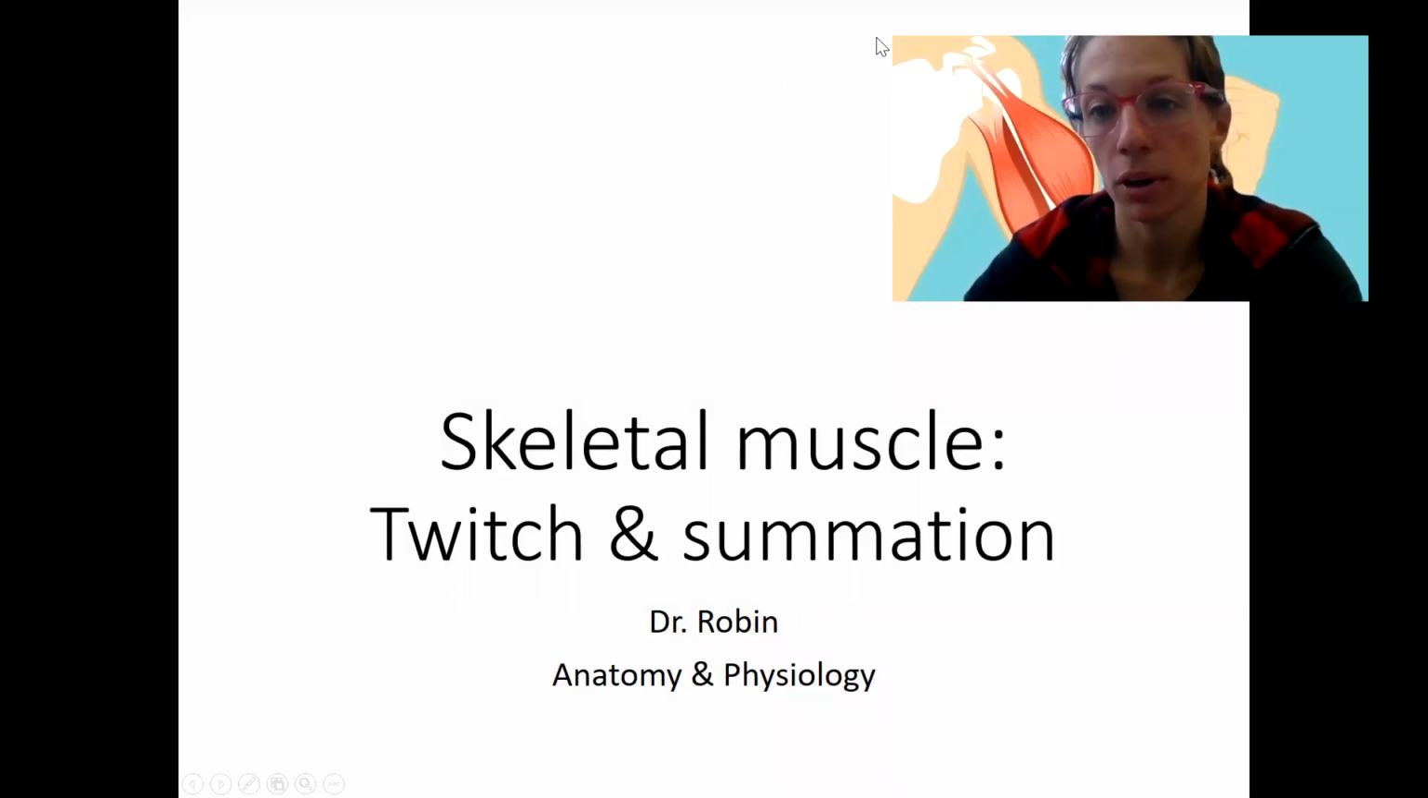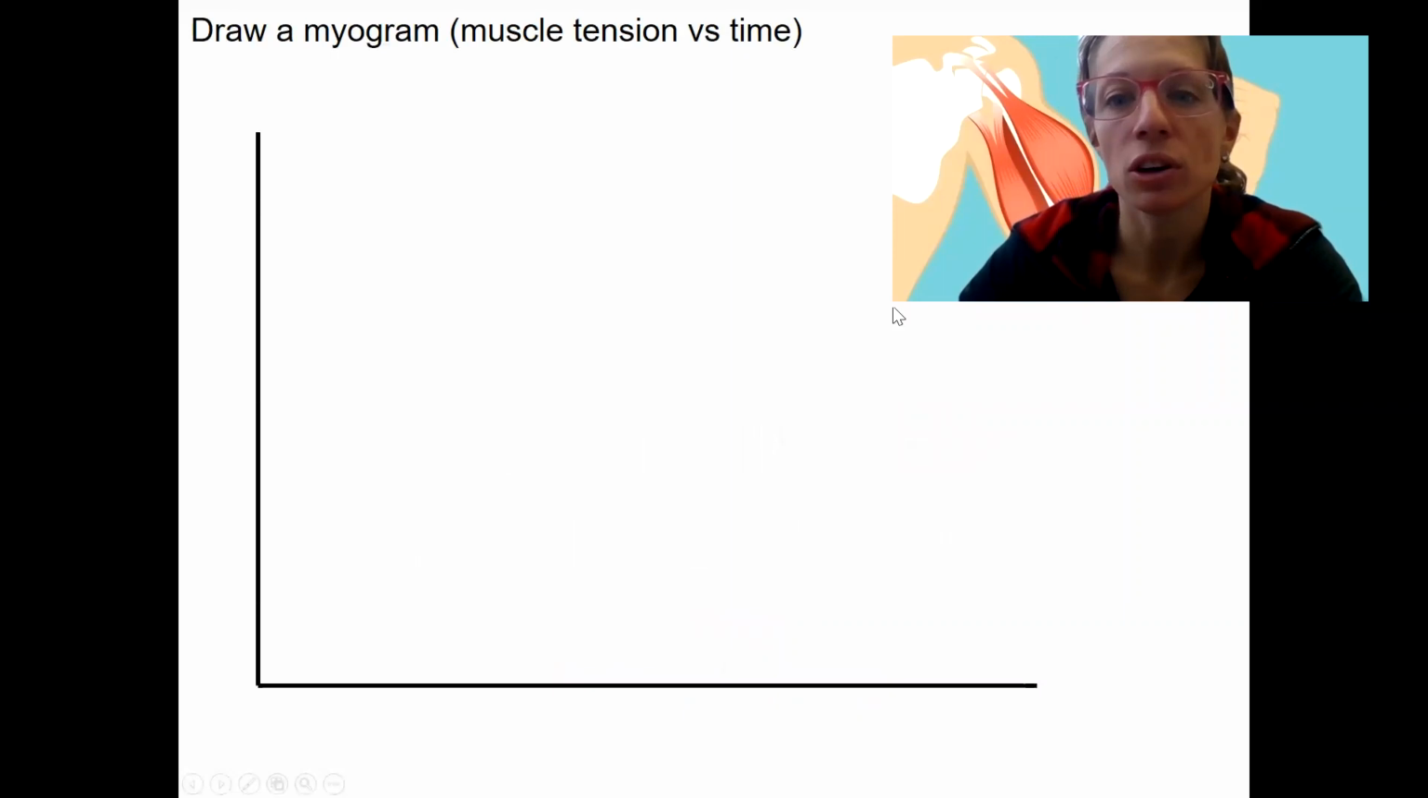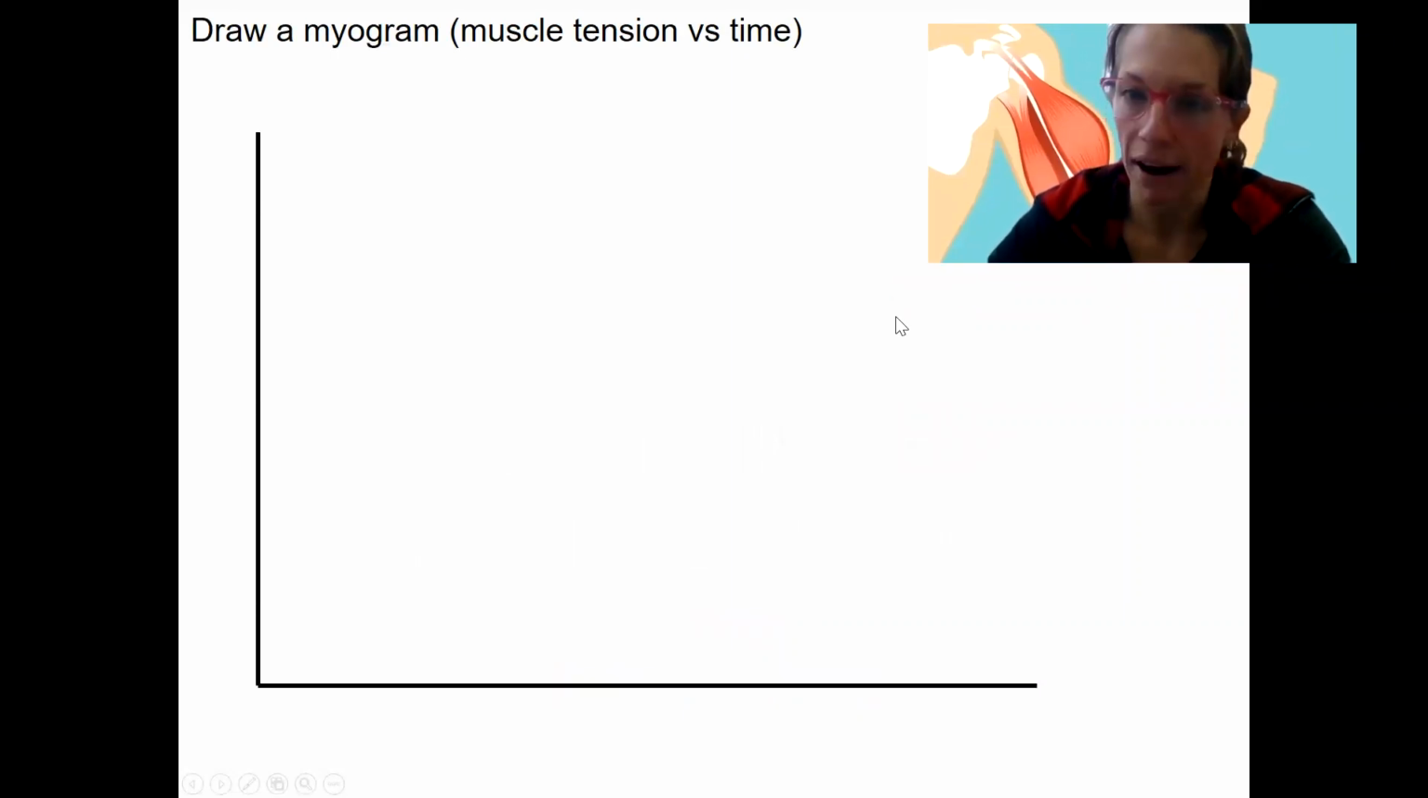The goal of muscle tension is to contract and generate force. So let's talk about what a twitch is and then how those add together, or summate, to create enough muscle tension to be able to do stuff like move. So this is called a myogram.